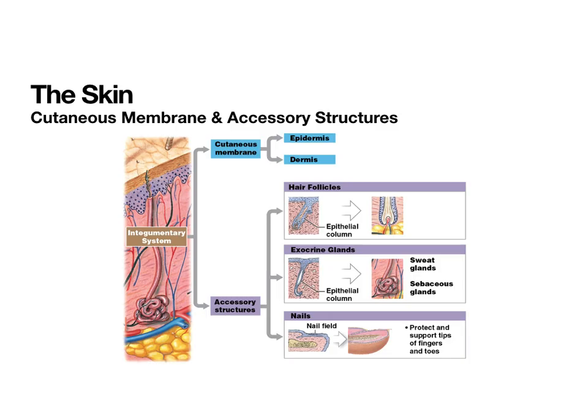Okay, so now we're going to go on to the second portion of chapter 5, which is the accessory structures of our skin. In our skin, we have our cutaneous membrane and our accessory structures. The cutaneous membrane includes the epidermis and dermis, which we've been talking about for the first half of this chapter. And down at the bottom is our accessory structures. It includes our hair follicles, our exocrine glands, and our nails. The exocrine glands include our sweat glands and our sebaceous glands. And then our nails, we're going to go through all the different portions of our nails.